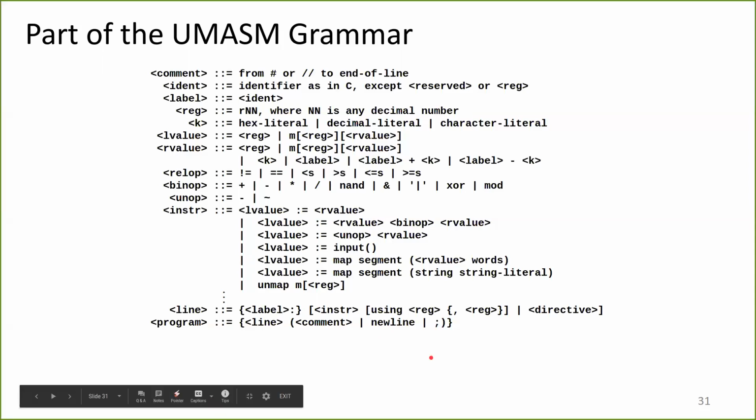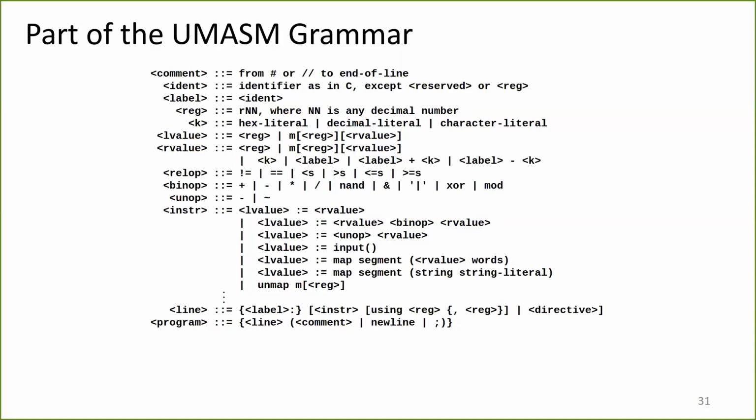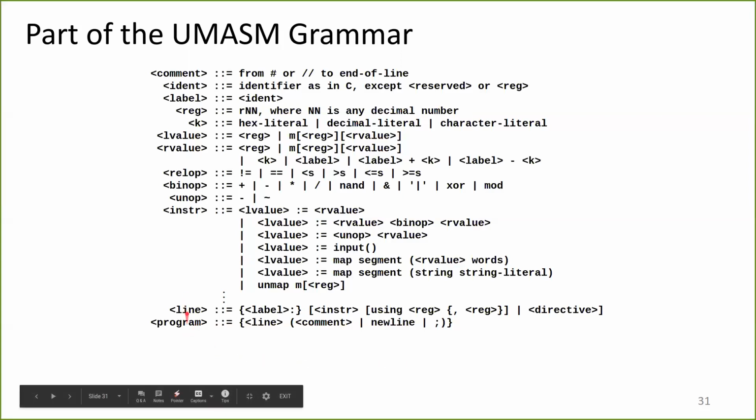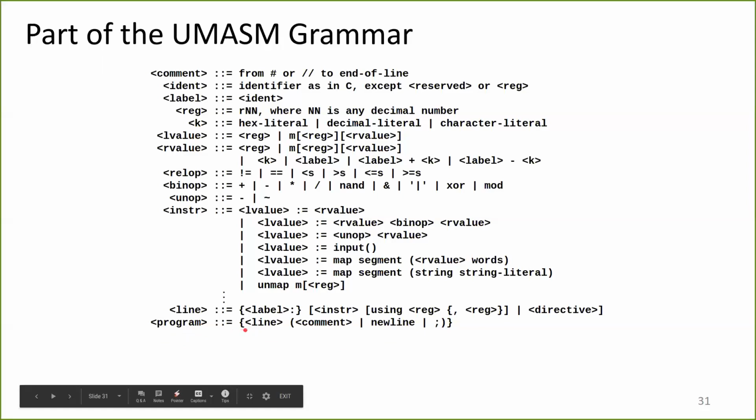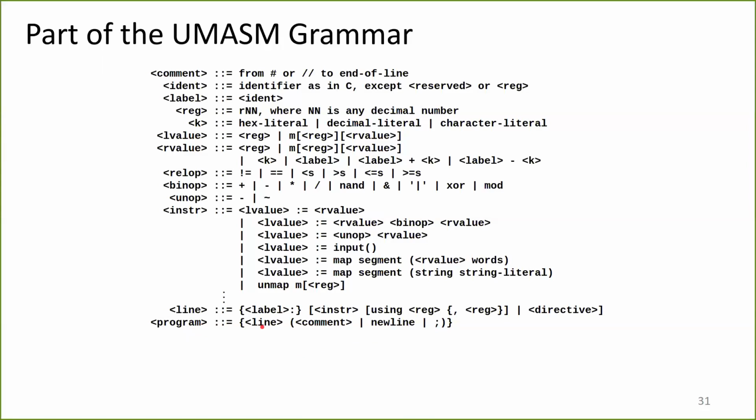We also have some new meta symbols here, things that are part of this grammar's presentation, but they're not actually typed in a valid UMASM program. So for example, in the program and line rules, these curly braces mean 0 or more. So a program is 0 or more lines, while a line can optionally start with 0 or more labels, each of which would be followed by a colon.